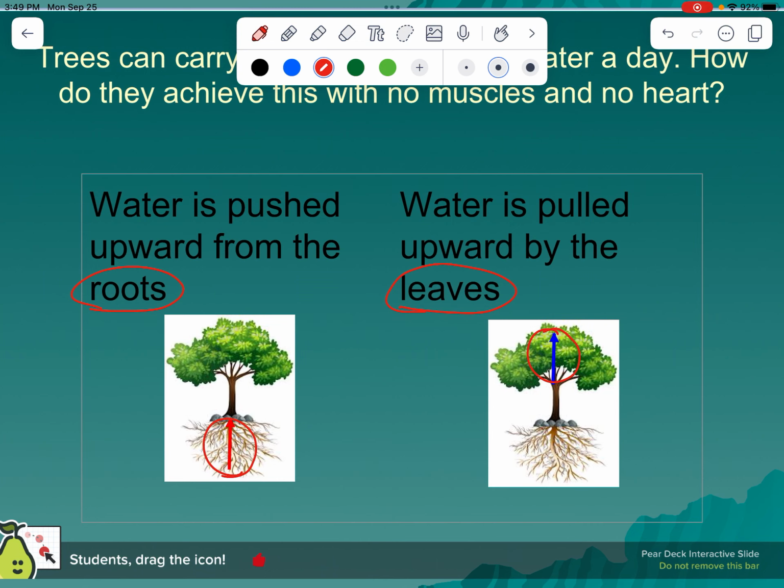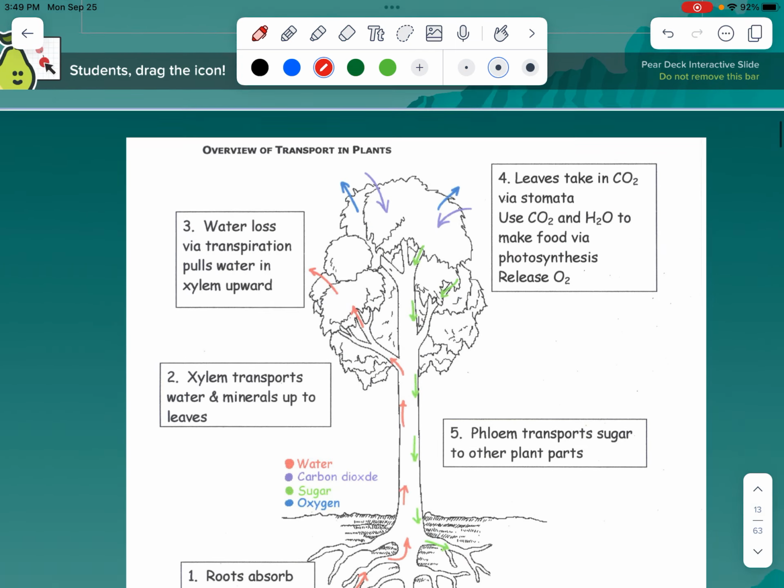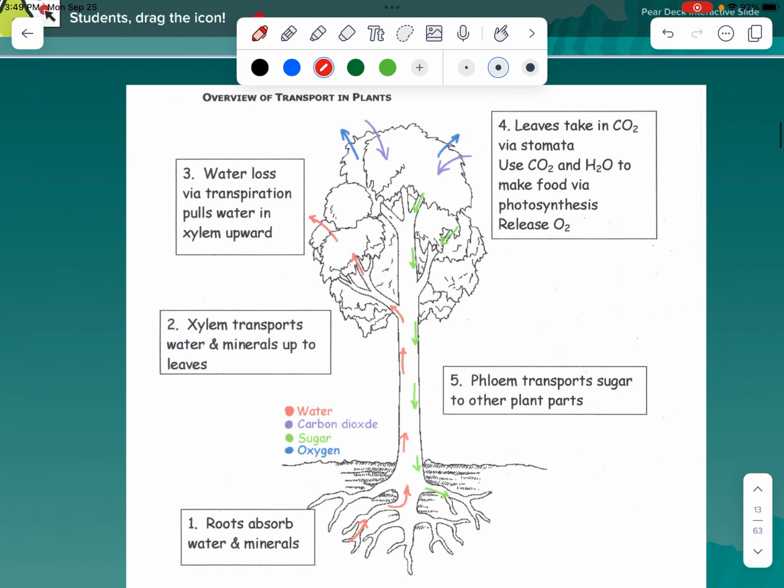So I want you to pause and make your selection now. And watch the rest of the presentation to check whether your guess was correct or not.